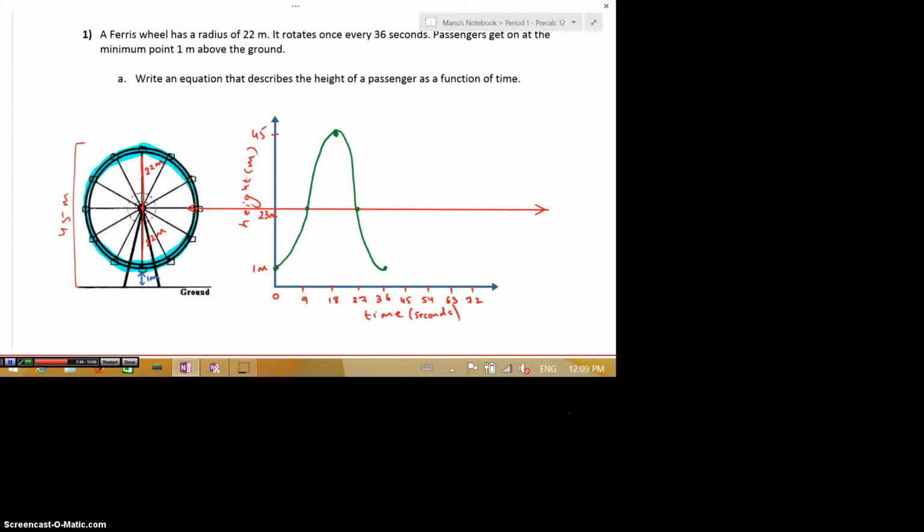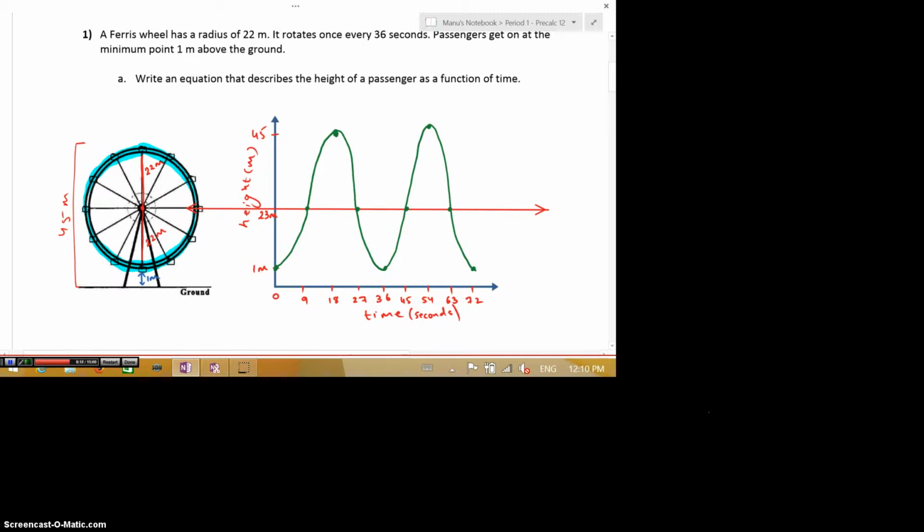Similarly, in the next cycle, once they reach down again, they're going to start going back up again. They're starting at 1 meter. A full cycle later, they're going to be back down to a height of 1 meter. In between that, they're going to be at the maximum. A quarter of the way, they're going to be at the midline. 3/4 of the way, they're going to be at the midline. We're getting this graph because this person started at the bottom.